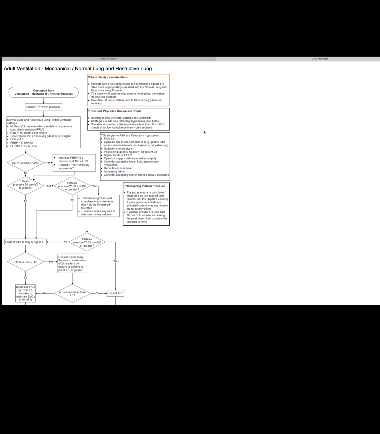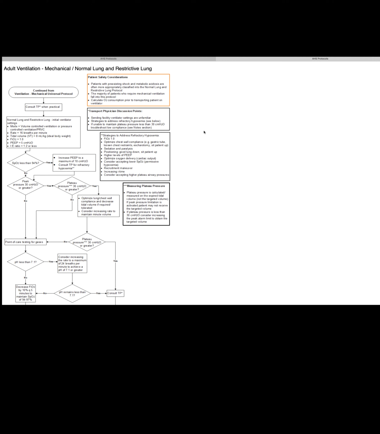Yeah, and just to be clear, Chad, it's called the normal lung and restrictive lung, and we did mention this when we went through our universal protocol, but if you're ventilating someone with normal lungs, it's the same protocol. It's just you're never going to get over to the right. We're going to spend a lot of our time on this algorithm on the right, which talks about refractory hypoxemia and plateau pressure. And again, if you're ventilating someone with normal lungs, you're going to quickly just go down the left and everything should be fine. Right. Good point.